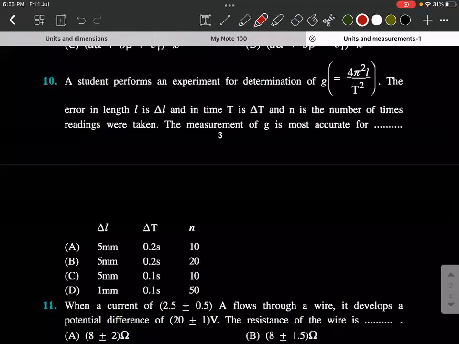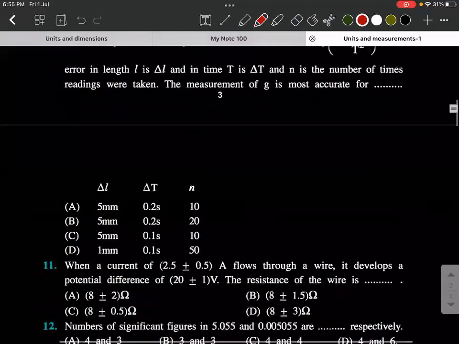The measurement of G is most accurate for which one? So they have given different sets of data. In the data, which one do you think is the most accurate one?